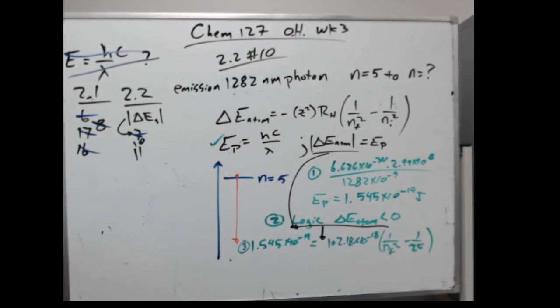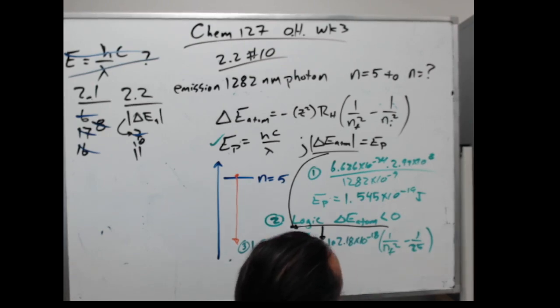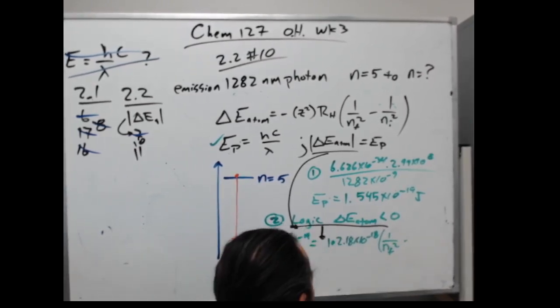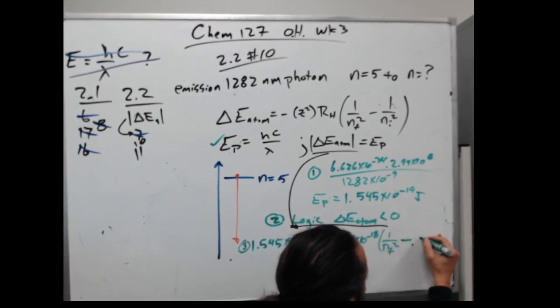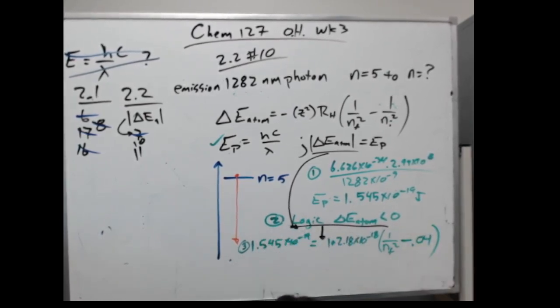Okay, so I'm going to do one change to the equation I have written because I'm not a huge fan of fractions. 1 divided by 25, I'm going to change that to 0.04. So I'm just going to turn this into minus 0.04. Now my algebra becomes pretty simple. I'm going to take 1.545 times 10 to the minus 19, divide by 2.18 times 10 to the minus 18, add 0.04 to it, inverse it, take the square root, hopefully get a whole number. Do it step by step still.